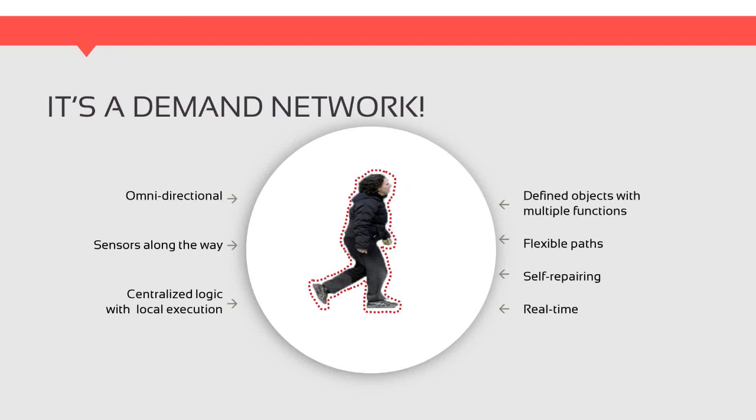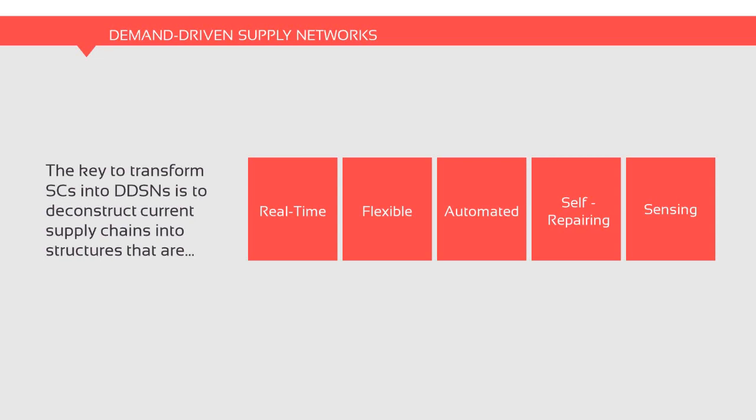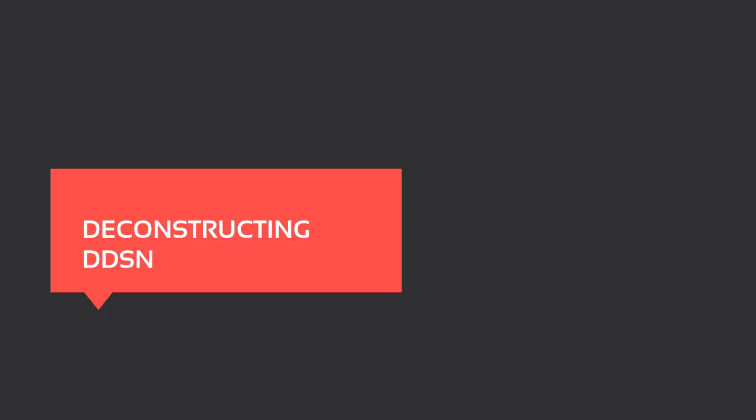And you're really looking at a network that is omnidirectional, that has sensors along the way, that has perhaps a centralized logic with a very strong local execution, but it has very flexible paths that allow us to interact with that node in the network in real time. So if you imagine what technology has enabled today to know who is that person, what is she doing, what is she looking for, what is going to be next in her path, really you're looking at a transformation of traditional supply chains into these supply networks that will allow you to have structures that are more flexible, more automated, self-repairing, and of course with sensors along the way.